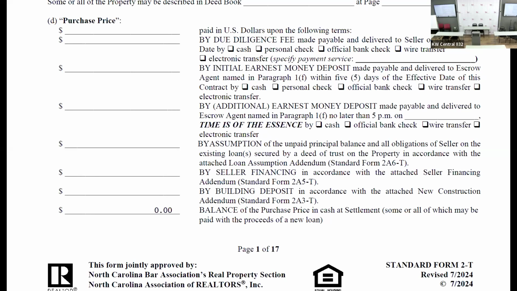And then again, everything has to be initialed. Make sure the balance is always equal to the purchase price minus any of these things that may or may not have changed.